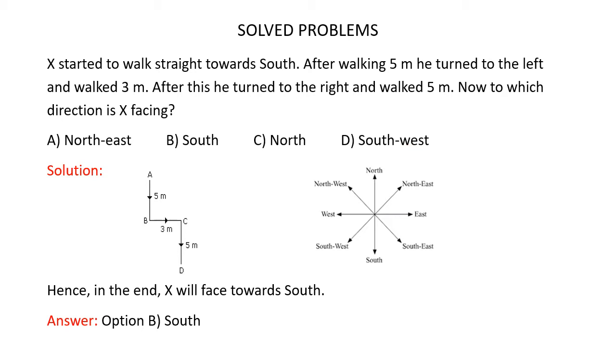Now, let's draw a diagram for the information given in the question. Now, X starts walking from point A straight towards the south. After walking 5 meters, he turned to the left and walked 3 meters to reach C. After this, he turned to the right and walked 5 meters. Now we are asked to find in which direction is X facing now. From this diagram, you can see clearly that X is facing towards the south. So the correct answer is option B, south.